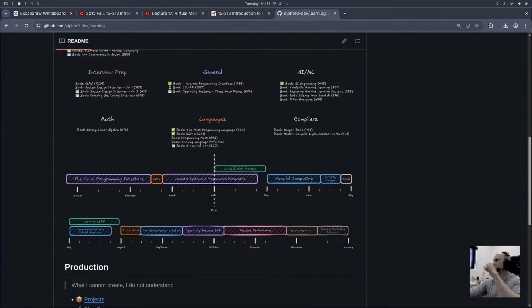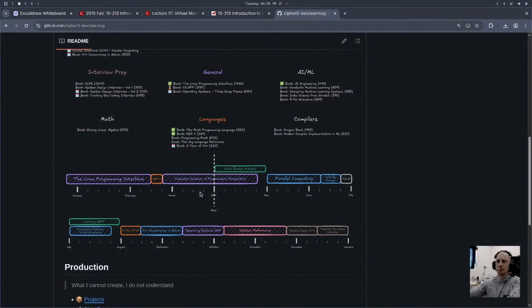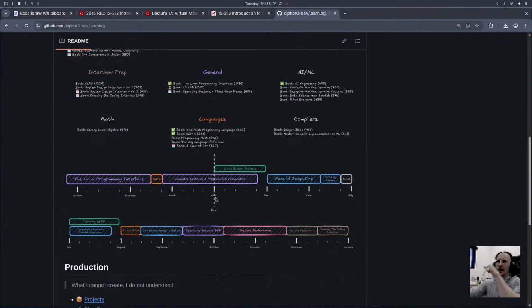Let's see. If I go to the calendar here. How many weeks did we have? 1, 2, 3, 4. 1, 2, 3, 4. So this was a week. So I'll be finishing probably by right here, right now. So I'll probably be finishing by the second week of April.